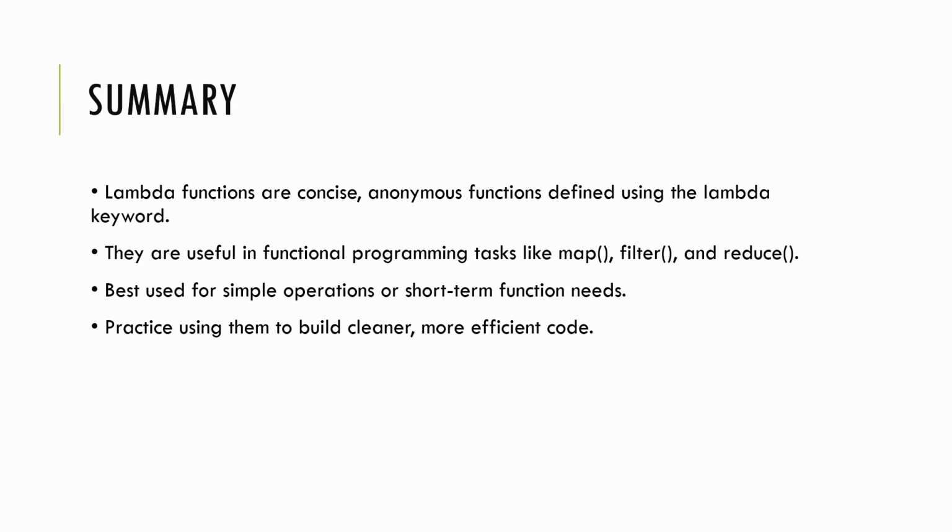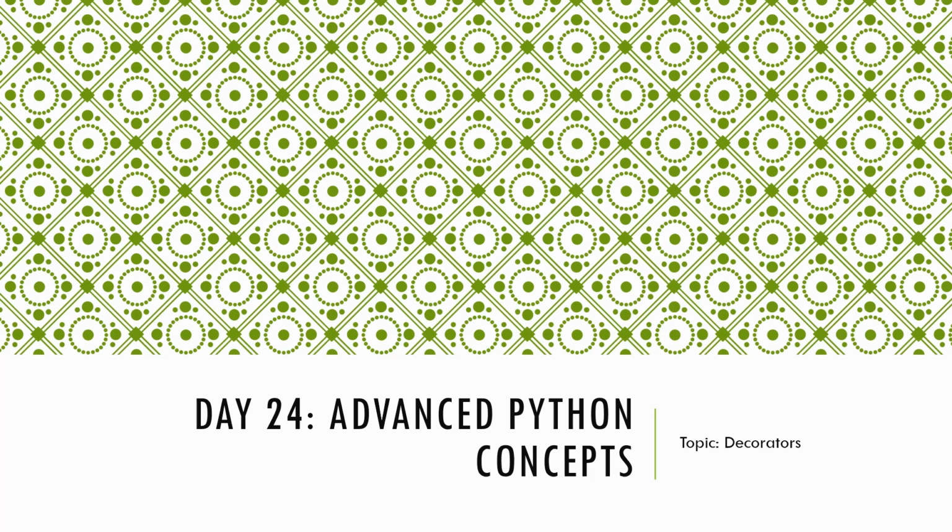To summarize, lambda functions are concise, anonymous functions that are defined using the lambda keyword. They are especially useful in functional programming tasks like map, filter, and reduce. Lambda functions are best suited for simple operations or when you need a quick one-time function. Practice using them to write cleaner, more efficient code.